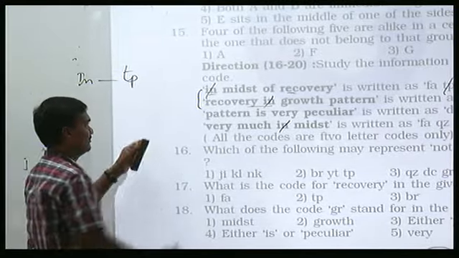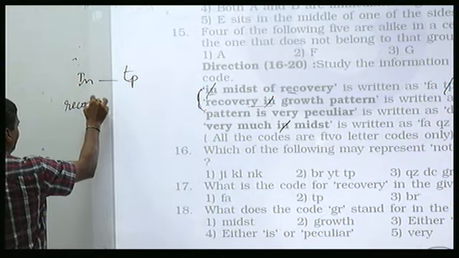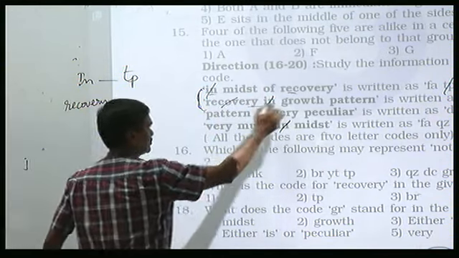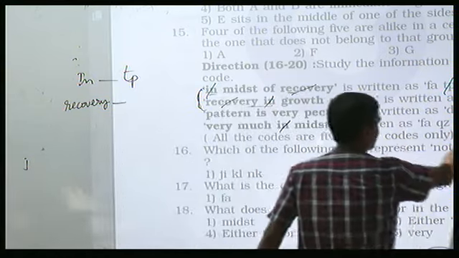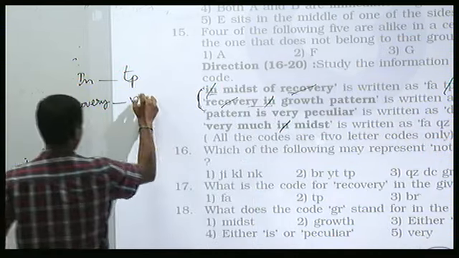Clear now? Then if you compare these two, repeating here is recovery. Then what is the code common between these two, apart from TP? NK. And the code for recovery is NK.